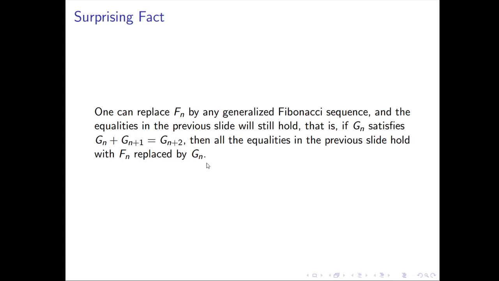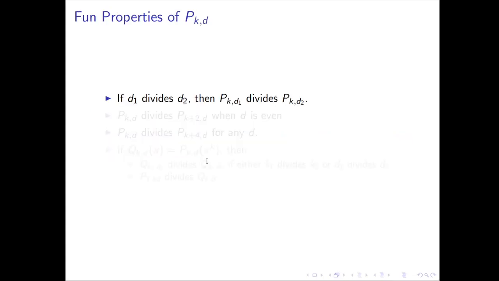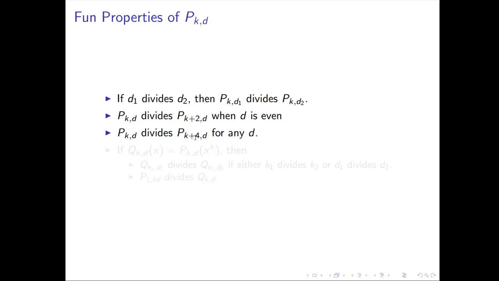So this is a very surprising fact, right? It's unexpected at this moment, right? But it's expected once you read the paper, you understand that I did this construction for any generalized sequence. So the polynomials PKD have some interesting properties. So an example, right? If D1 divides D2 as an integer, then PKD1 divides PKD2 as a polynomial. That's surprising. PKD always divides PK plus 2D when D is even. Or PKD always divides PK plus 4D for any D, right? So even when D is odd.